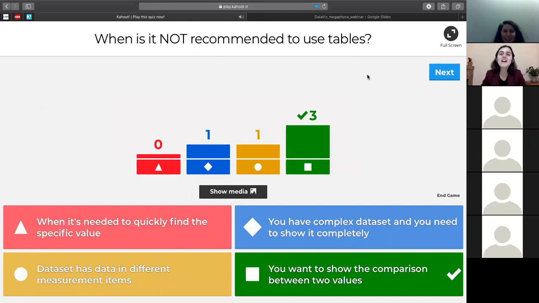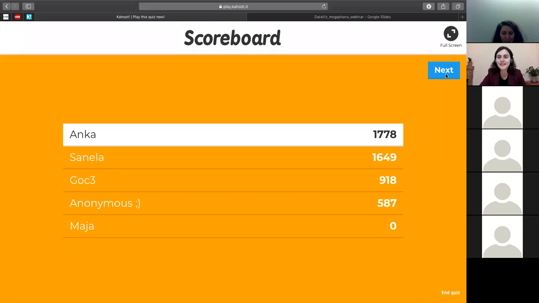So actually, it is recommended to use tables in all these 3 cases: when it's needed to quickly find the specific value, when we have complex data set and we need to show everything, and when data set has data in different measurement items. So the correct answer was the green one.